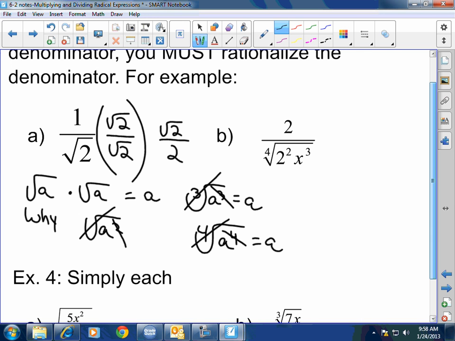How many do I need? I need 4 in total, right? So how many do I have to multiply to this? 2 more. How many x's do I have? How many do I need to pull 1 out? 1 more, you need 4.